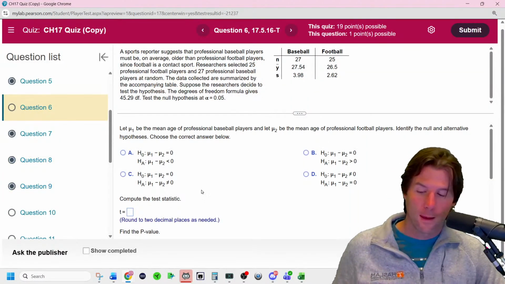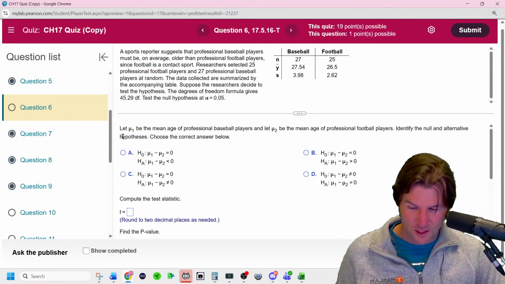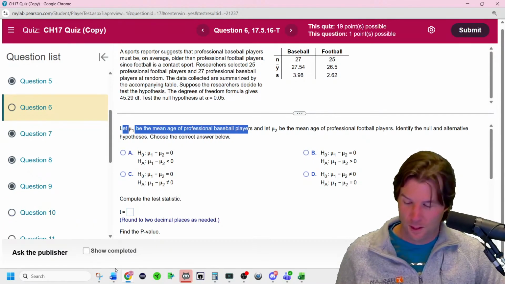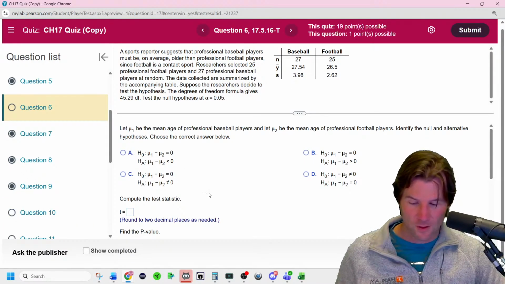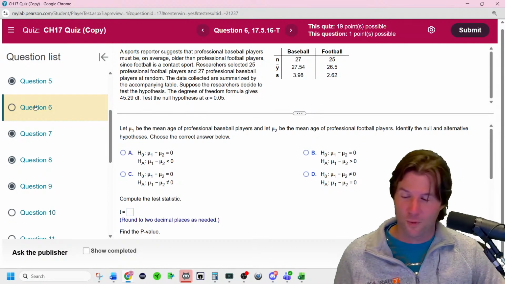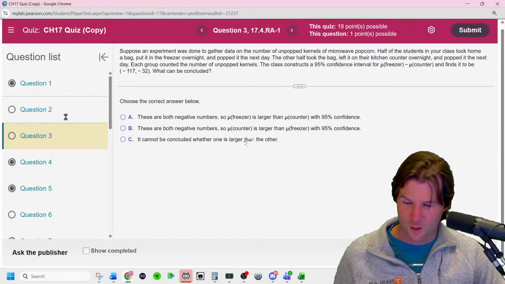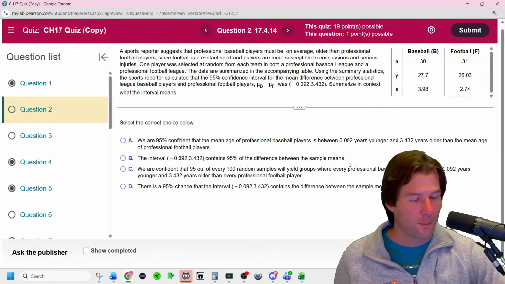Here we go. Okay, so we get the notation. We've got to run the test here, Peyton. And this one hopefully says, let mu1 be baseball players. So it does go in order. So all we're going to do is take all these numbers and plug them in. Let's destroy this question. It's the multiple choice one. Plug it into the thing. Sports reporter. Here we go.